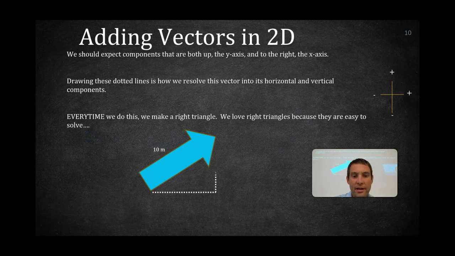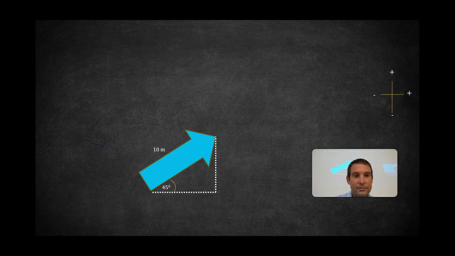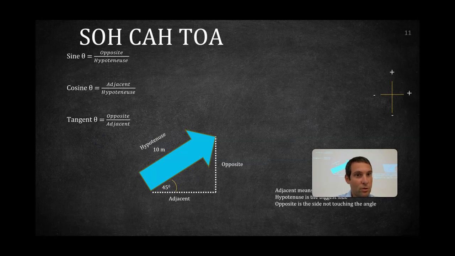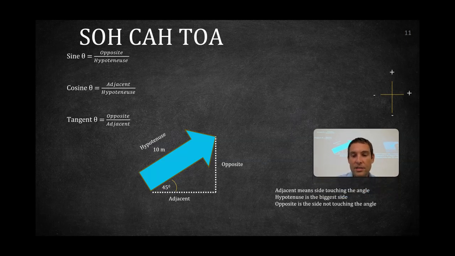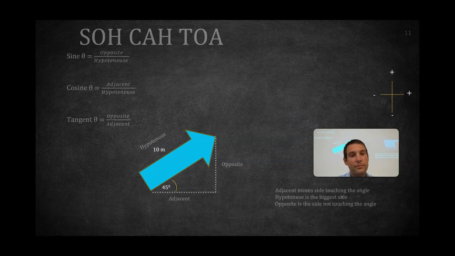Drawing these dotted lines is how we resolve this vector into its horizontal and vertical components. Every time we do this, we make a right triangle, and we love right triangles because they're easy to solve. Remember SOHCAHTOA: sine of theta equals opposite over hypotenuse, cosine of theta equals adjacent over hypotenuse, and tangent theta equals opposite over adjacent. Adjacent means the side touching the angle, hypotenuse is the biggest side, and opposite is the side not touching the angle.